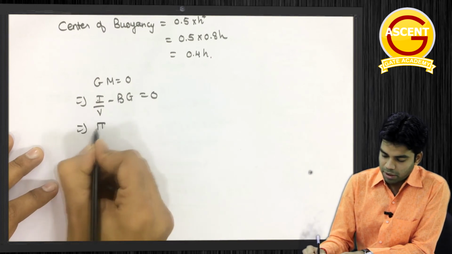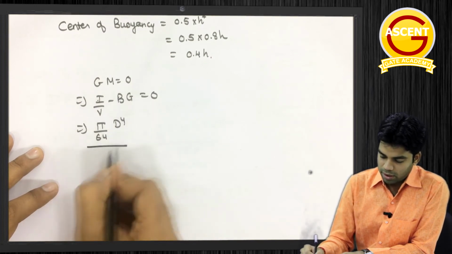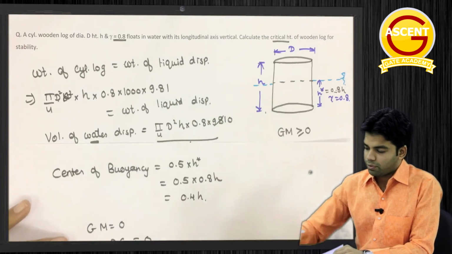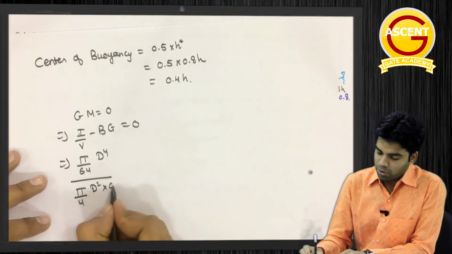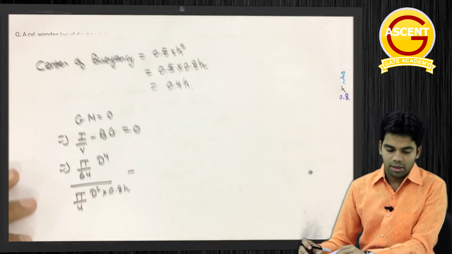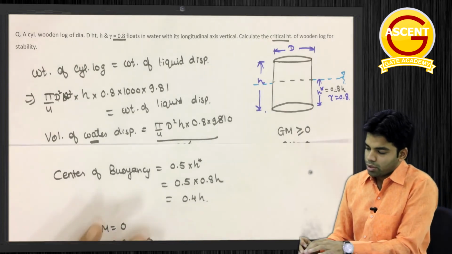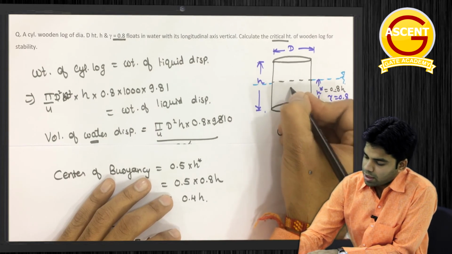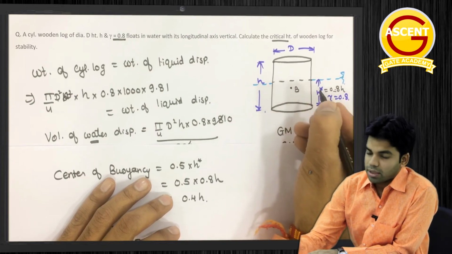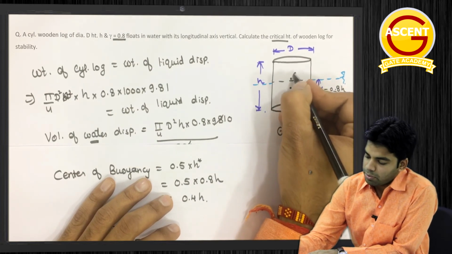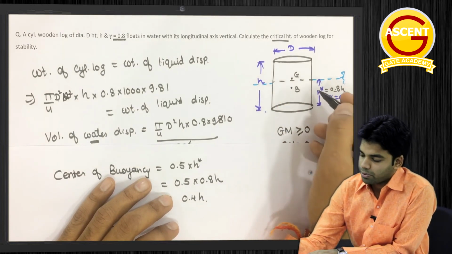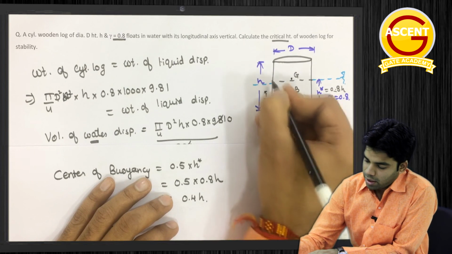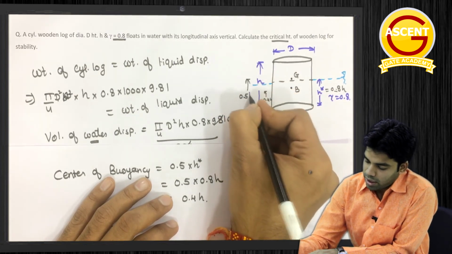Now, what is I? I is pi by 64 d raised to power 4, divided by the volume immersed, which is pi by 4 d square into the height immersed, pi by 4 d square into this much height. So this will be 0.8 of H, minus the distance between B and G. The center of buoyancy is at a distance of 0.4 H from the bottom, and the center of gravity, as we know, will be at a distance of 0.5 H from the bottom at the center.